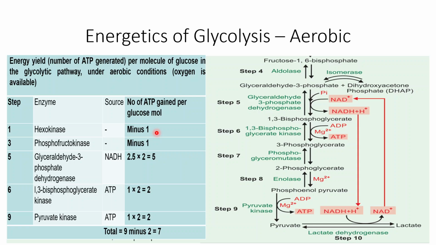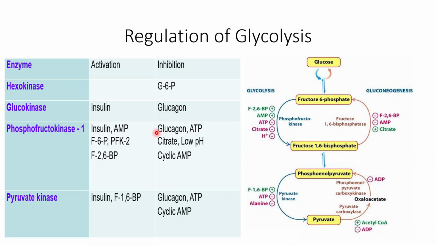aerobic glycolysis. Coming finally to the regulation of glycolysis, the main enzymes which regulate glycolysis are hexokinase, glucokinase, phosphofructokinase, which is the rate limiting enzyme, and pyruvate kinase. So hexokinase is inhibited by glucose 6-phosphate, the product of this enzymatic reaction. Glucokinase is activated by insulin and inhibited by glucagon. This occurs at the genetic level.